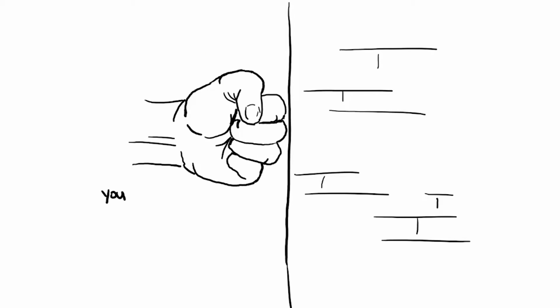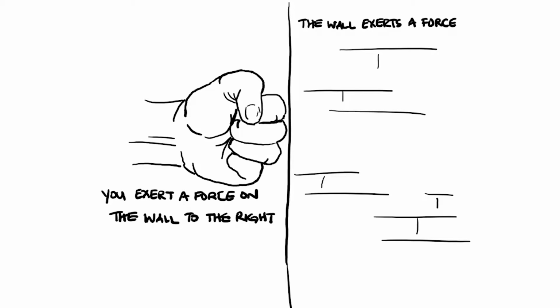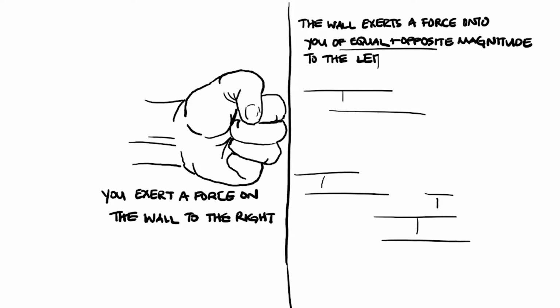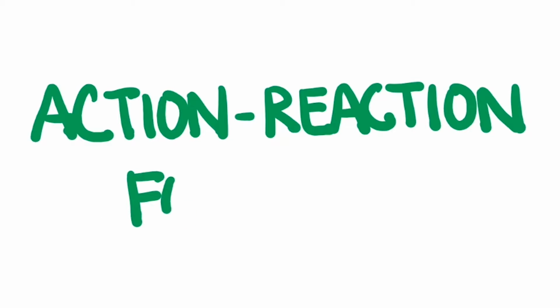When you punch a wall, you exert a force on the wall, and as a result, the wall exerts a force onto you of equal and opposite magnitude. That explains why your hand would hurt. And we can write this as F sub hand on wall is equal to negative F sub wall on hand. This pairing of forces is what we call an action and reaction force pair.